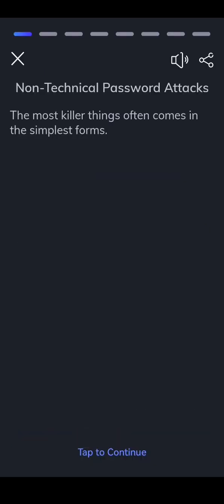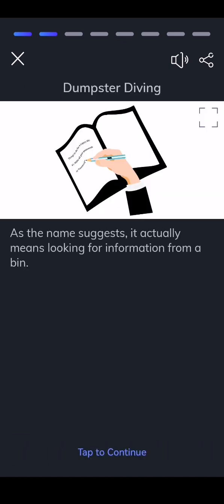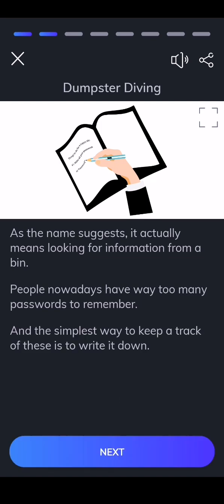The most killer things often come in the simplest forms. These attacks require zero technical know-how. We shall look at these one by one. As the name suggests, it actually means looking for information from a pen. People nowadays have way too many passwords to remember. And the simplest way to keep track of these is to write it down.